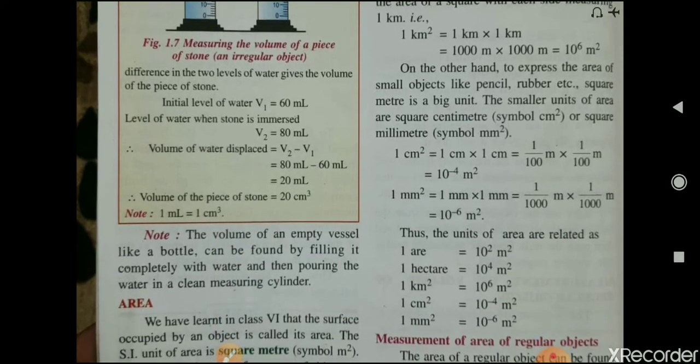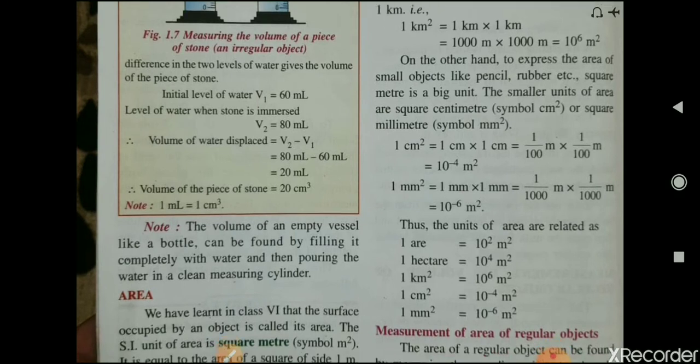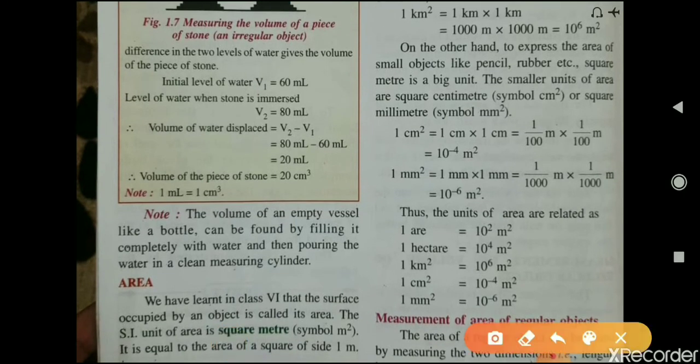Now if we want to find the area of smaller objects like a pencil, rubber, etc., we need smaller units of area. Smaller units of area are centimeter square and millimeter square. The relationship between centimeter square and meter square is 1 centimeter square is equal to 10 raised to the power minus 4 meter square. As you all know, 1 centimeter is equal to 1 upon 100 meter. Therefore, 1 centimeter square is equal to 10 raised to the power minus 4 meter square.